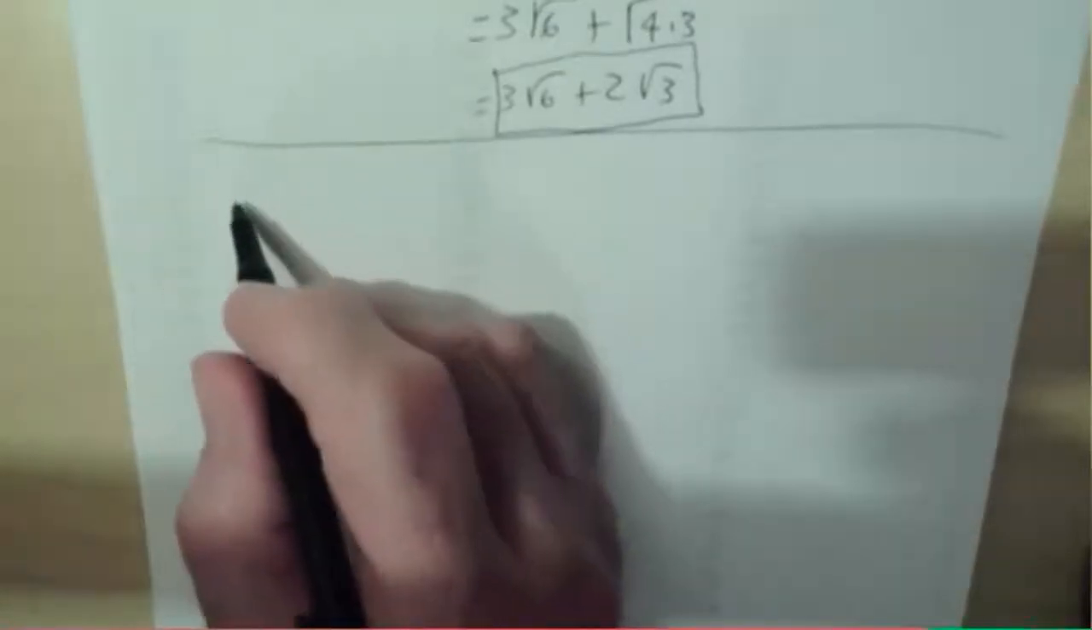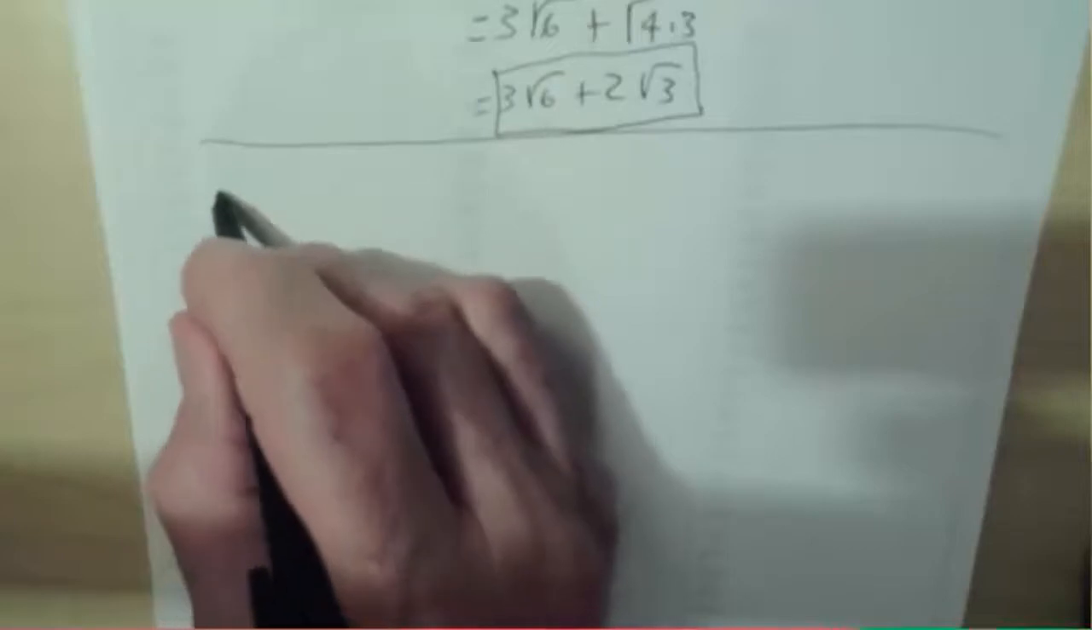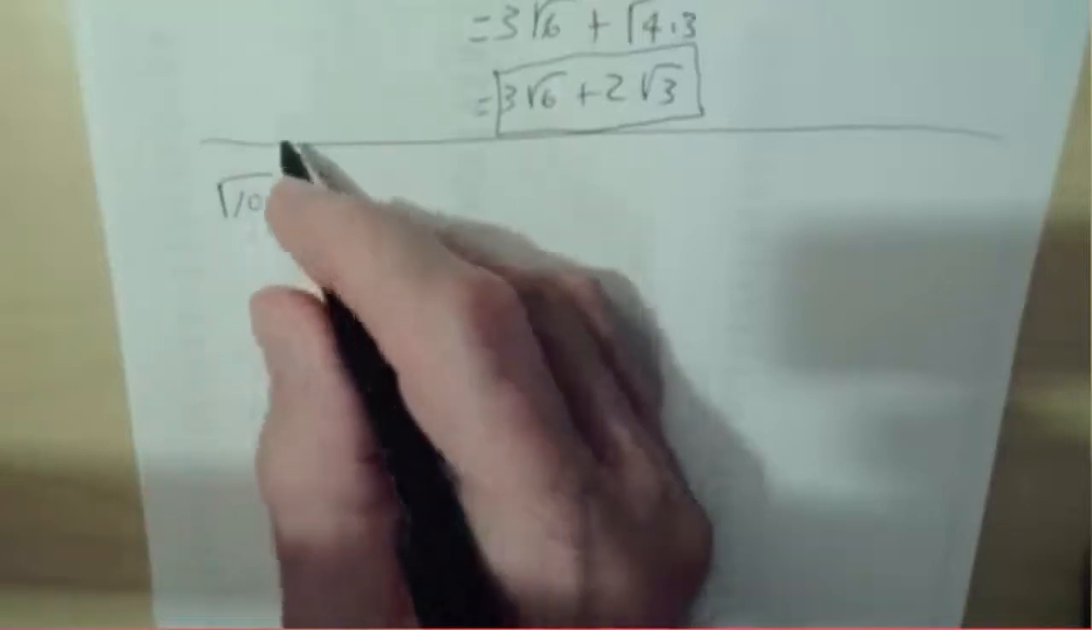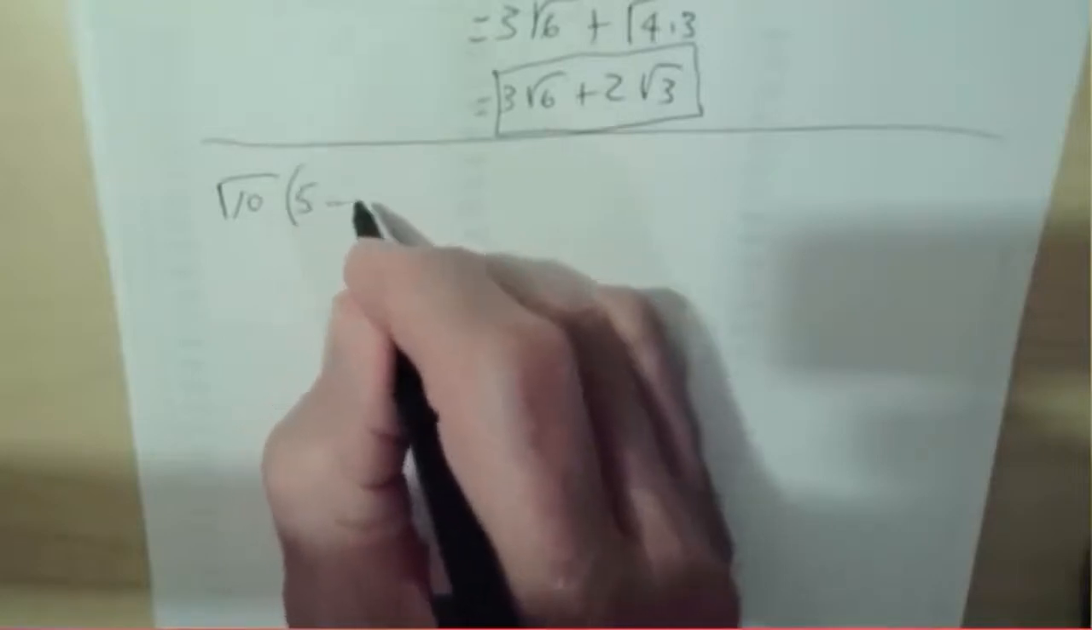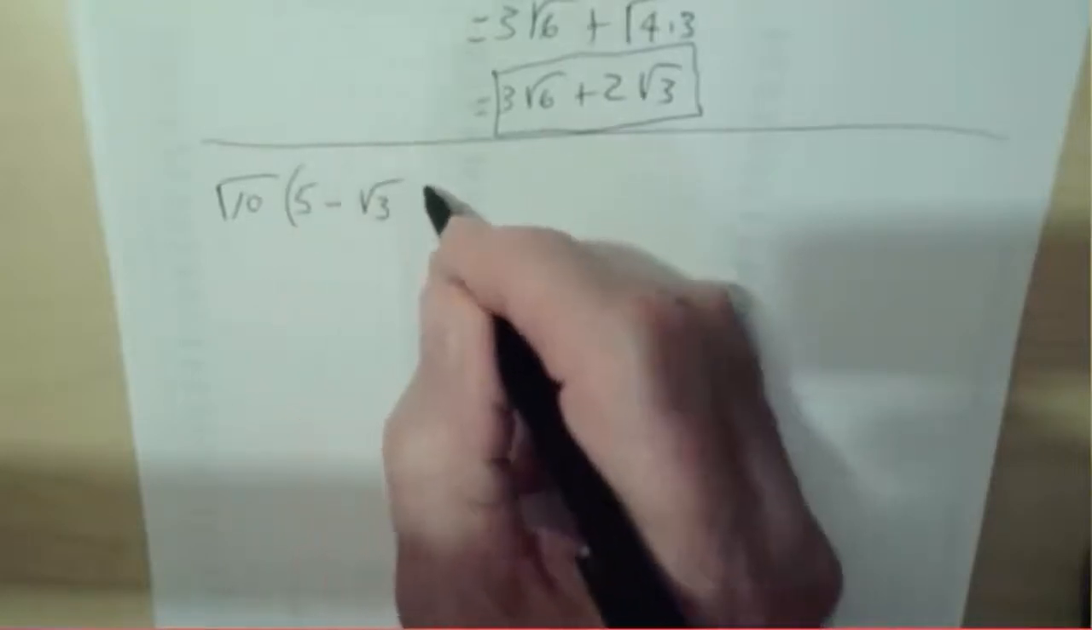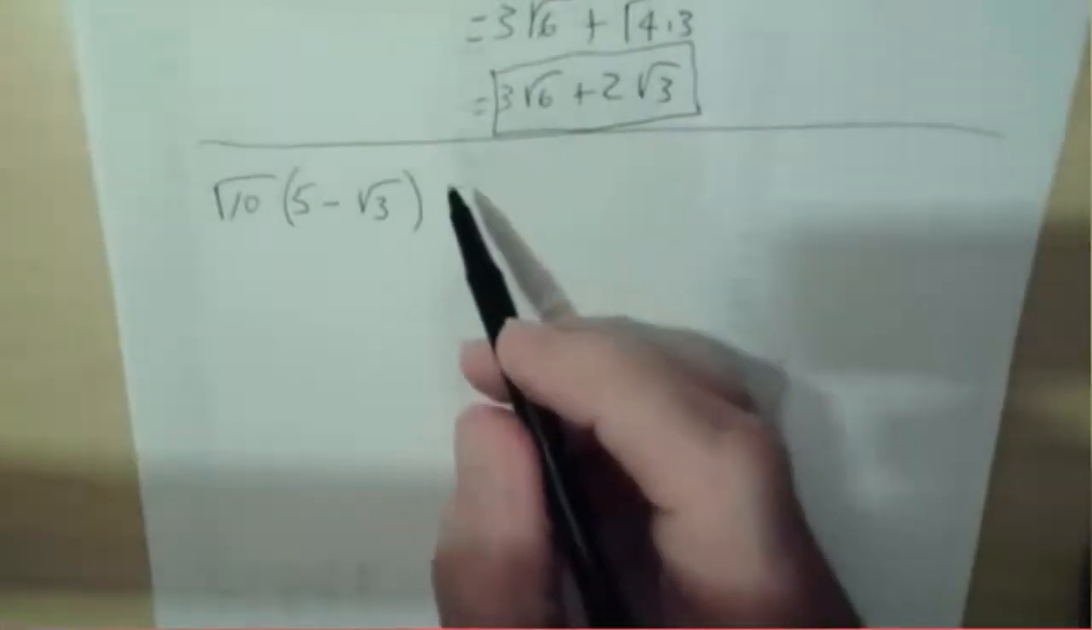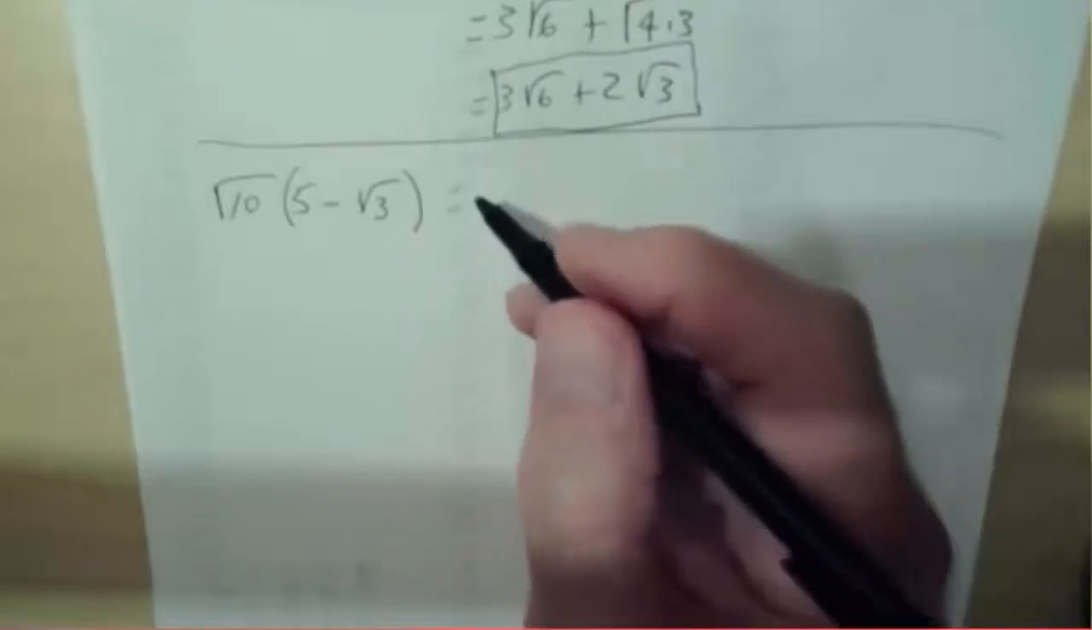Where are we? Square root of 10. Open. 5 minus the square root of 3. Close. Well, I hope y'all appreciate this. I'm doing this on my Saturday. Yeah, like I've got anything better to do. Boy, that's a good Diet Coke.